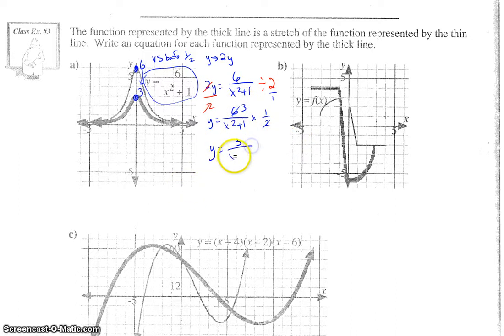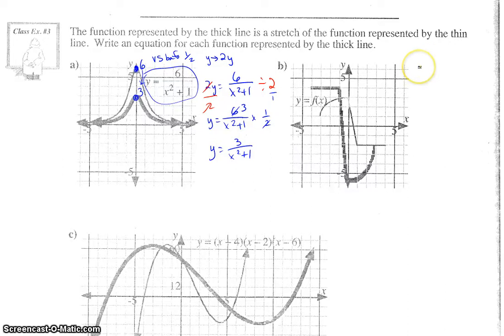So our final answer would be 3 over x squared plus 1. And there we go. Okay, B looks a little tricky. Looks crazy, actually. It's completely upside down, isn't it? So there's been a reflection for sure. But let's talk about stretches first.